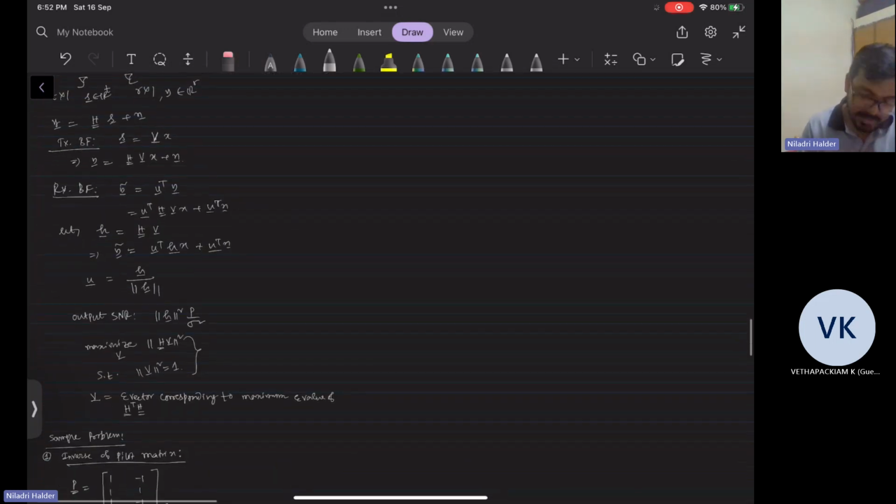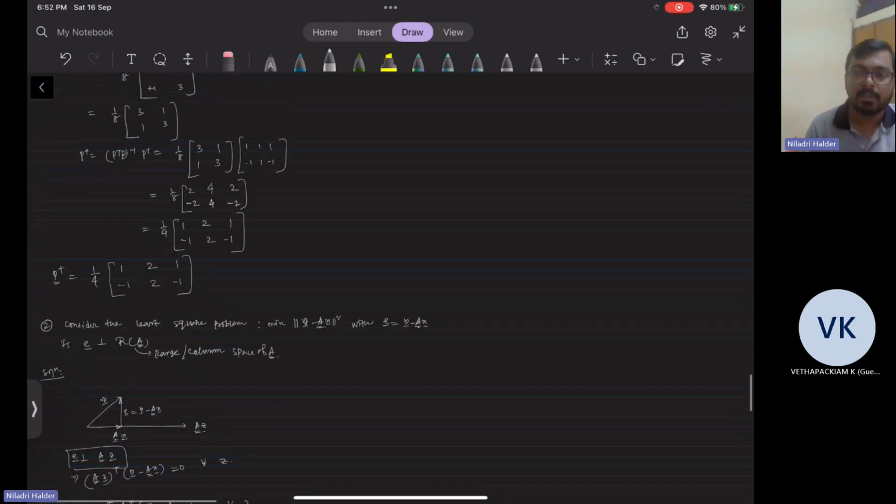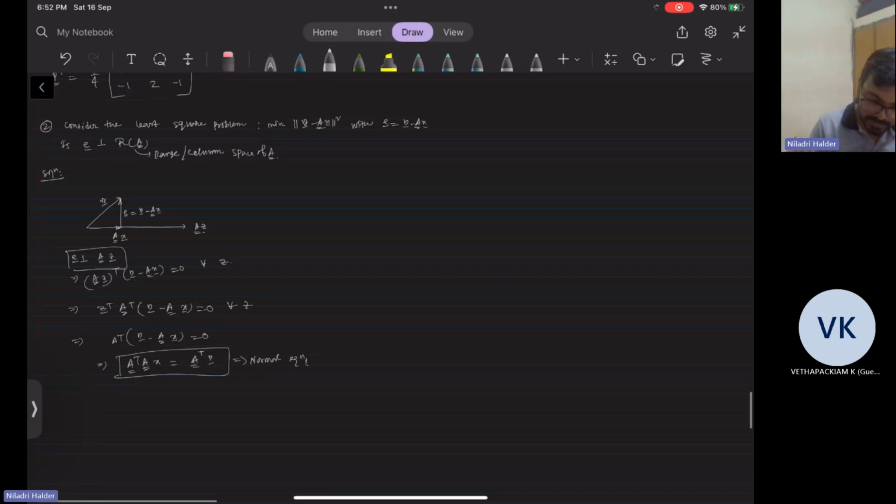And this is the MIMO beamforming. This is one application of optimization, convex optimization problem actually. So this is the MIMO beamforming. And a sample problem, how to find the pseudo inverse of the pilot matrix. And then the second one is that this error is perpendicular to the range space of the matrix for the least square problem case. Okay. So that's all for today.